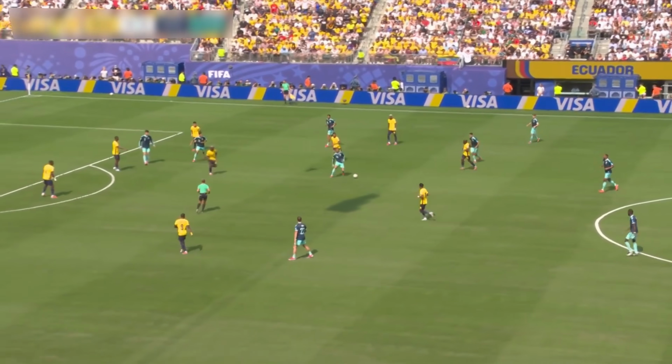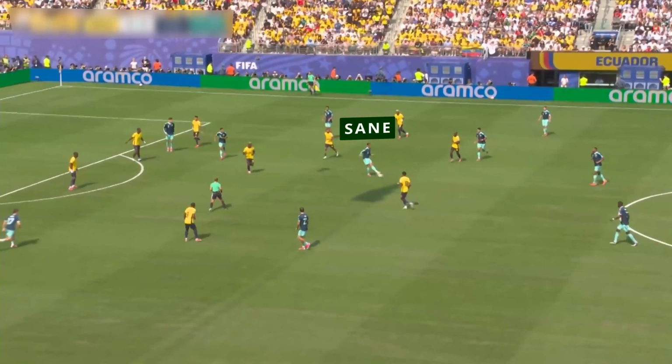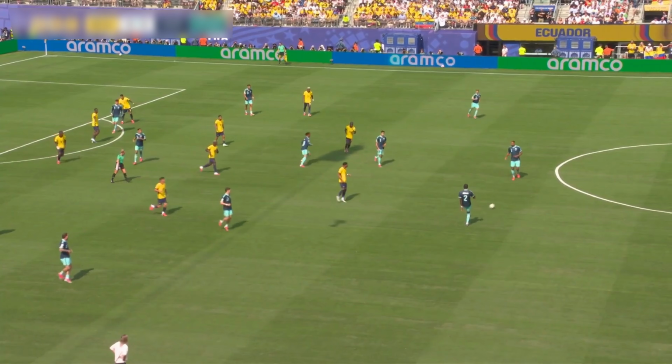For example, in this clip, Sané moves inside by doing 1-2 with other players. Now as Sané moves inside, it becomes very congested in center. Ecuador plays left of the flank and becomes narrower to stop Germany's play in center. With this many players in center, it is very difficult for Germany to break through because the opponent can selectively mark key players like Width and Musiala.